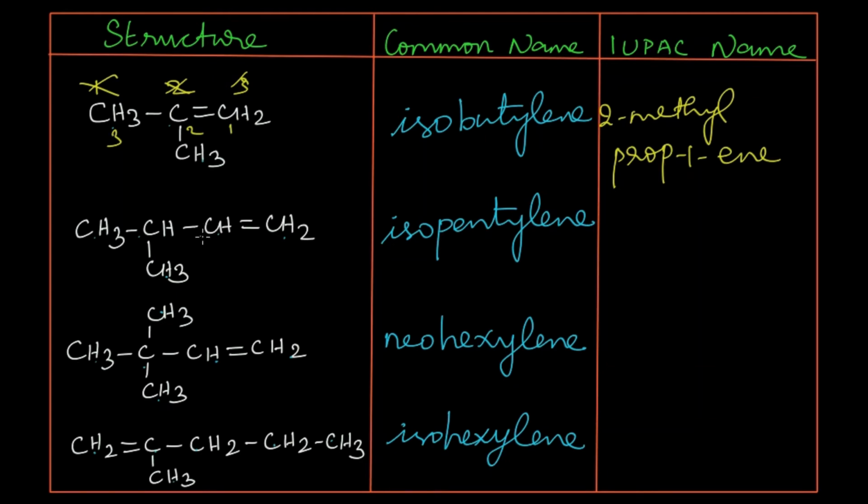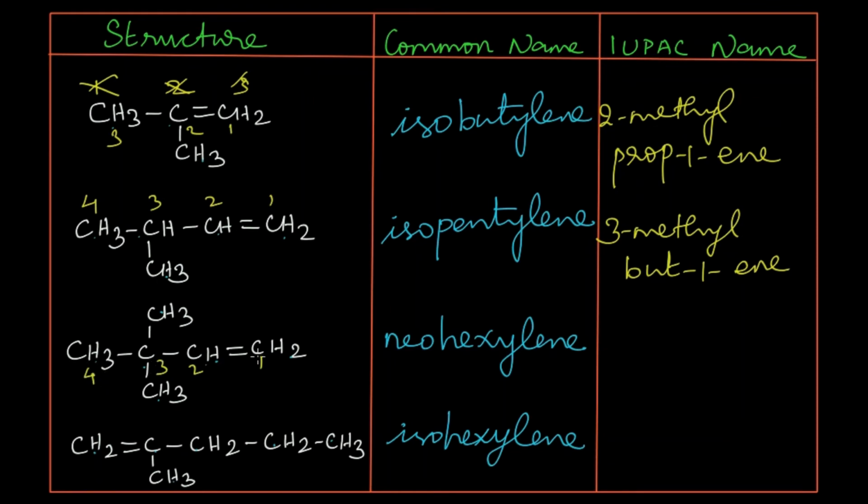And let's give the name for this compound. 1, 2, 3, 4, because we have to give priority to the double bond. Okay. So in the third carbon, the methyl group is attached. So 3-methyl. How many carbons are there in the straight chain? 4 carbons. 3-methylbut. To which carbon is the double bond attached? To the first carbon. So 1. If there is a double bond, what will be the suffix? Ene. 3-methylbut-1-ene.